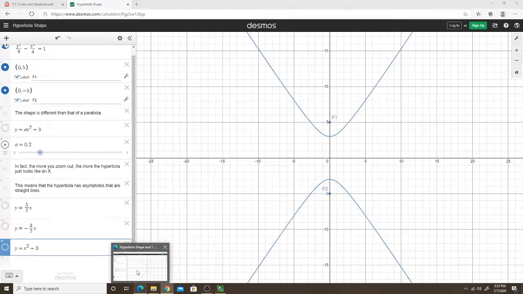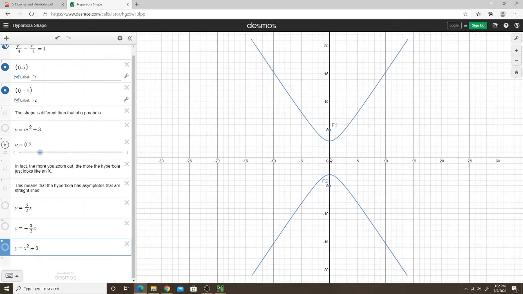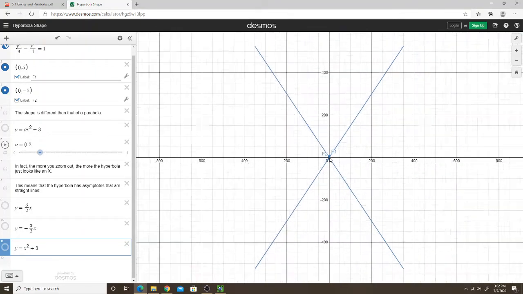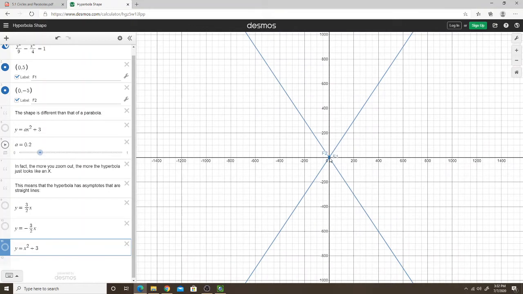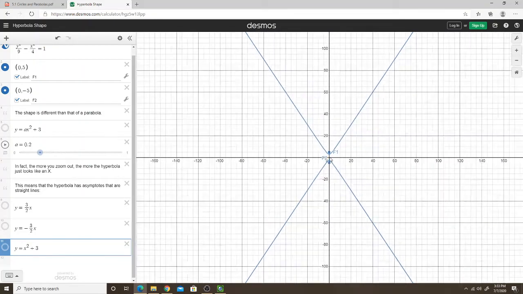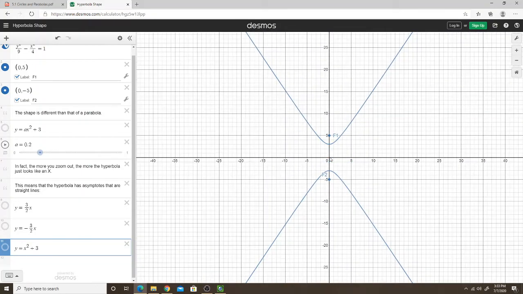Here we go. I already had it pulled up over here. So here's a hyperbola. The shape of these two things is not parabolic. It looks more like a V than a U, right? A parabola looks kind of like a U, but these things look more like a V. In fact, as you zoom out, you can see that they're practically straight lines, right? Way out here, there's almost no curvature to them at all. You don't really notice curvature unless you zoom in really close.